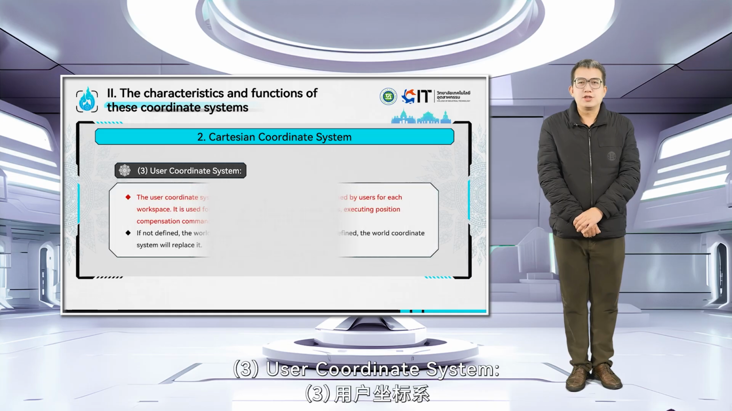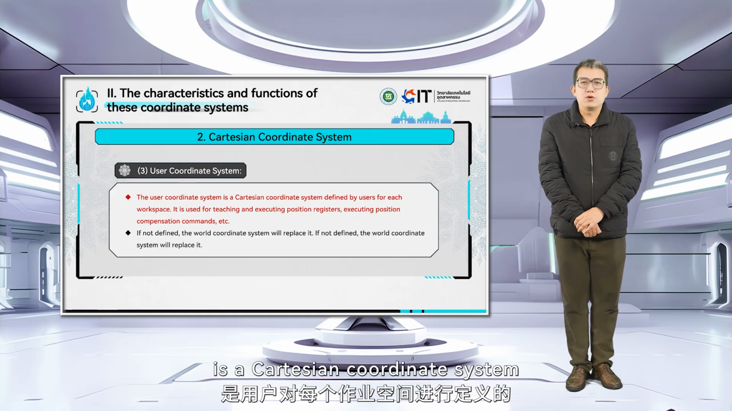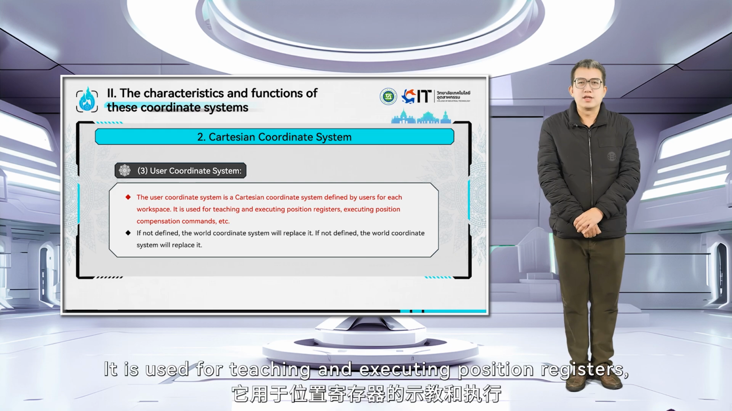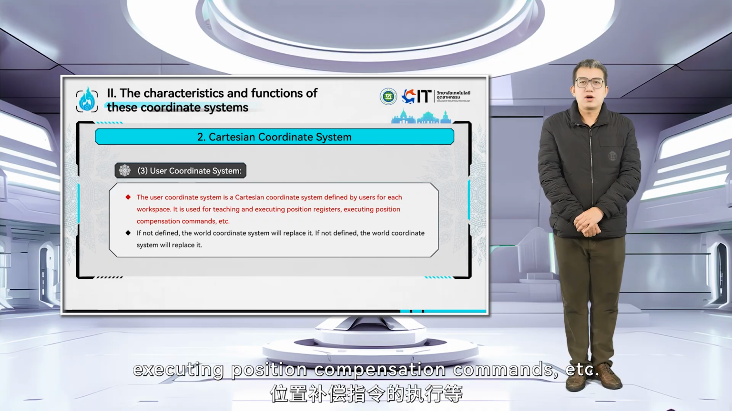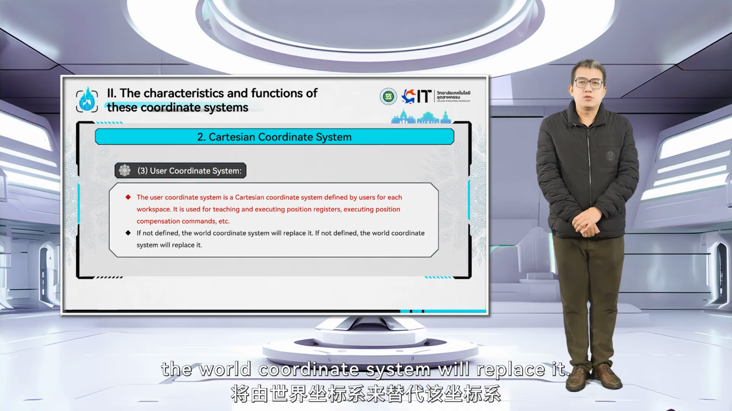3. User coordinate system. The user coordinate system is a Cartesian coordinate system defined by users for each workspace. It is used for teaching and executing position registers, executing position compensation commands, etc. If not defined, the world coordinate system will replace it.